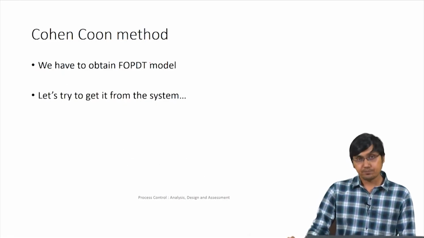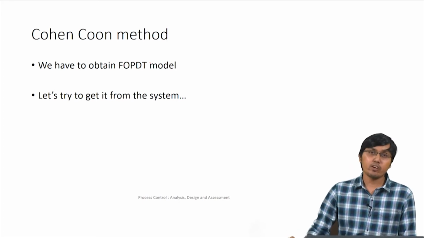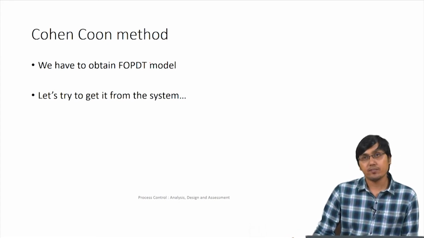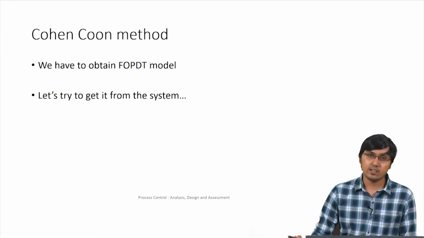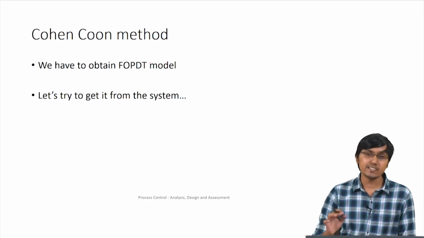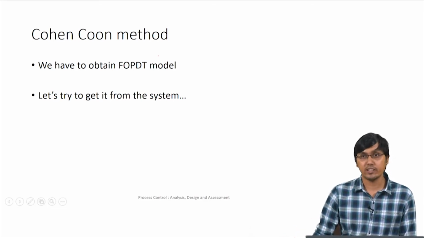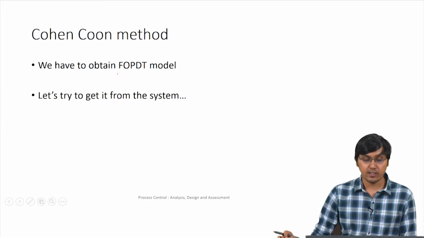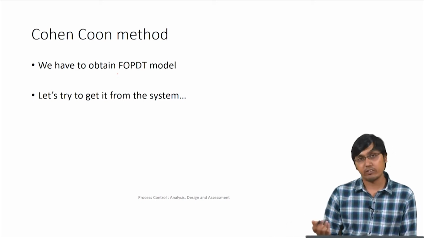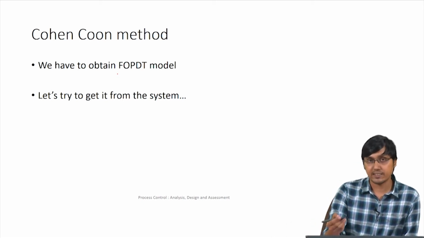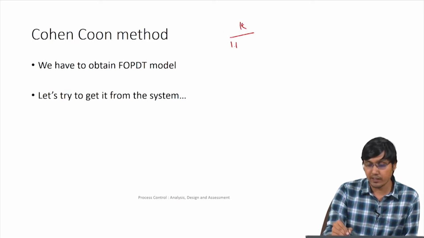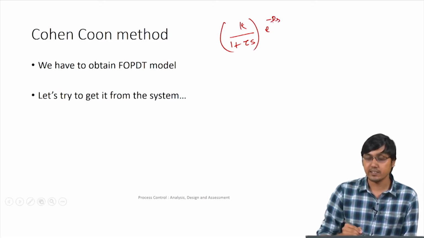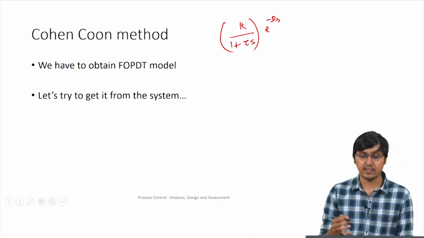Now the next method we are going to see is the Cohen-Coon method. Why this method is interesting is that it is the next widely used method. Here we are going to get a FOPDT model. FOPDT is the first order plus dead time process. Any system you can represent as K over (1 plus tau s) times e to the power minus ds.